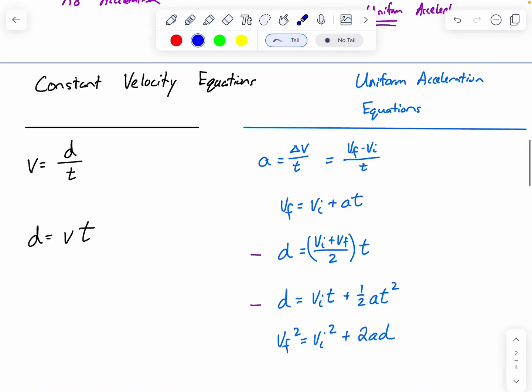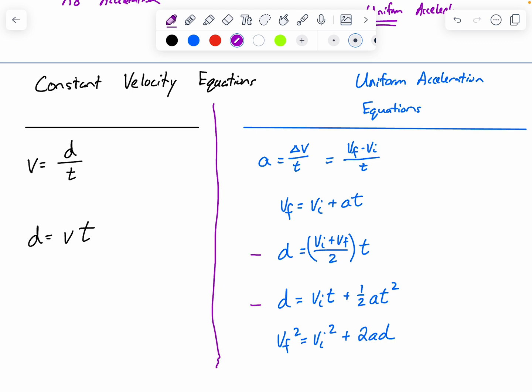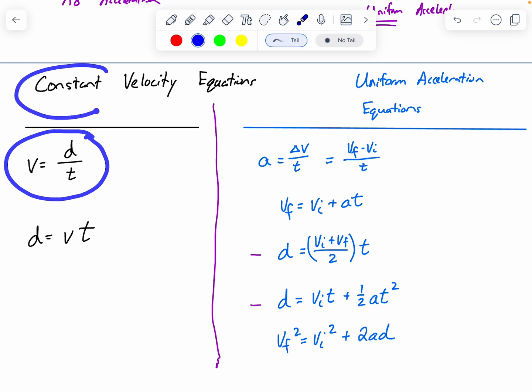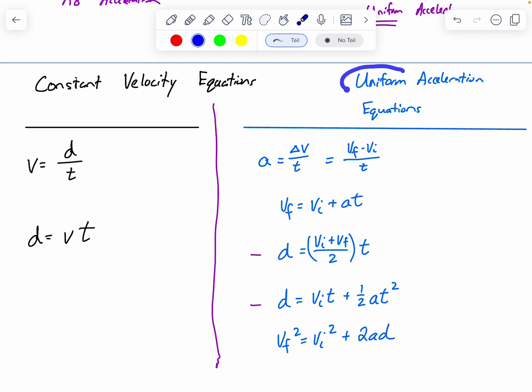My last comment is there is a distinct dividing line between these two, and that's why we talk about it so much. So you can only use v equals d over t, only using this equation when there is a constant velocity. It doesn't work when there's uniform acceleration. Likewise, you can only use these equations when there is uniform acceleration, and you can't when there's constant.